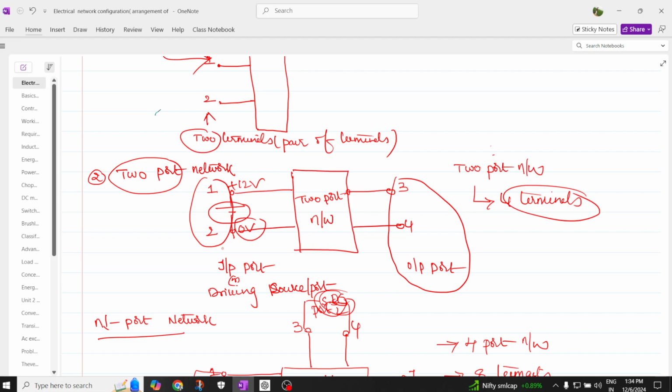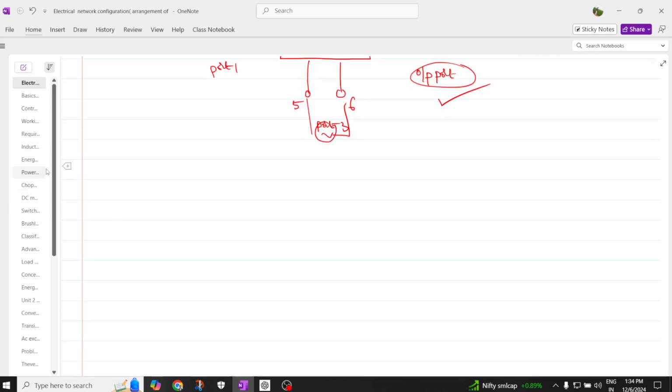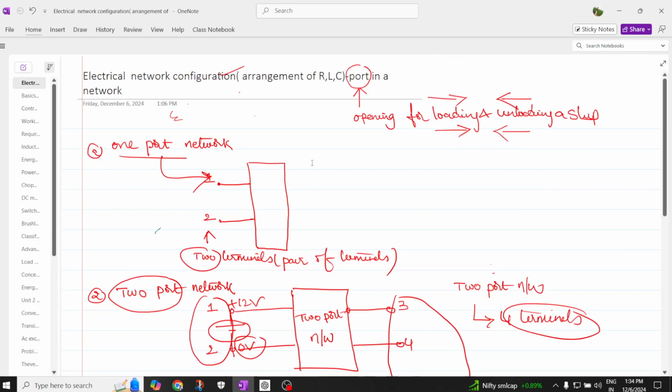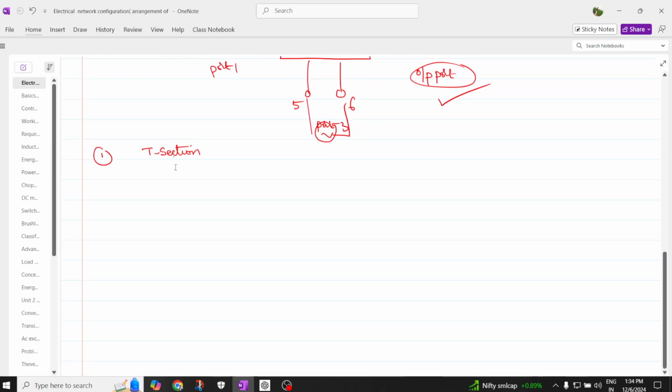Let us try to see network configurations. What are the different electrical network configurations, one by one? Network configuration is very important. The first network configuration we are going to discuss now is the T section. There are multiple configurations. This is how you arrange the RLC components, which is called configuration. So I'm going to arrange them like a T. Let's see how I'm going to arrange it.